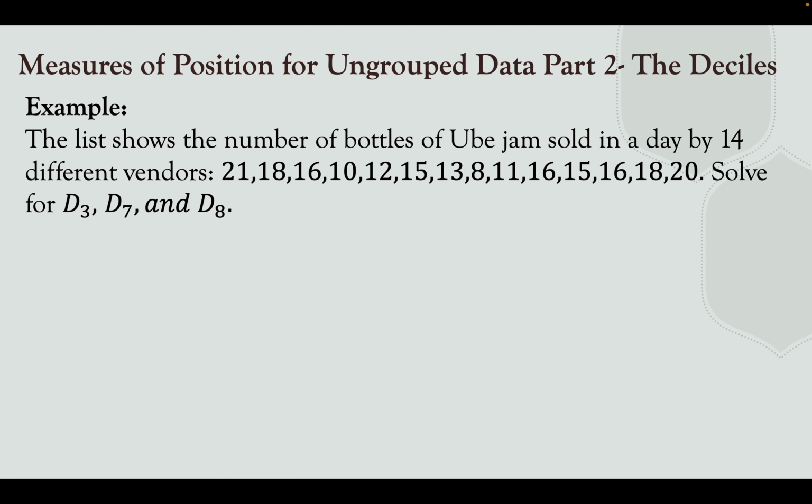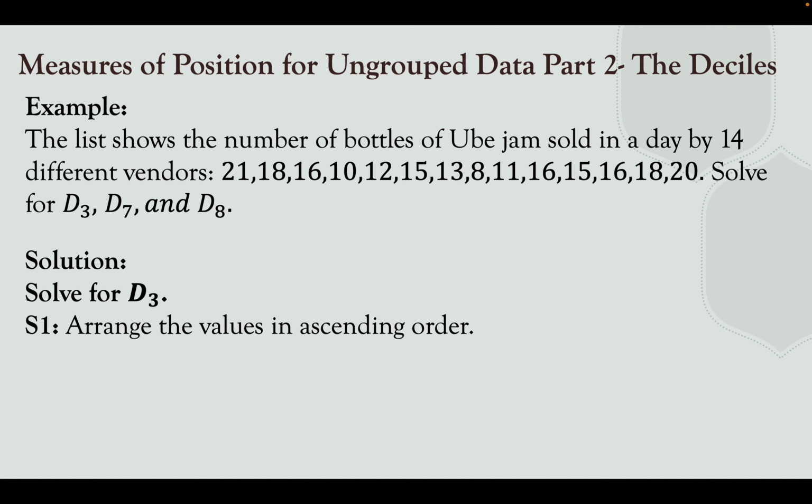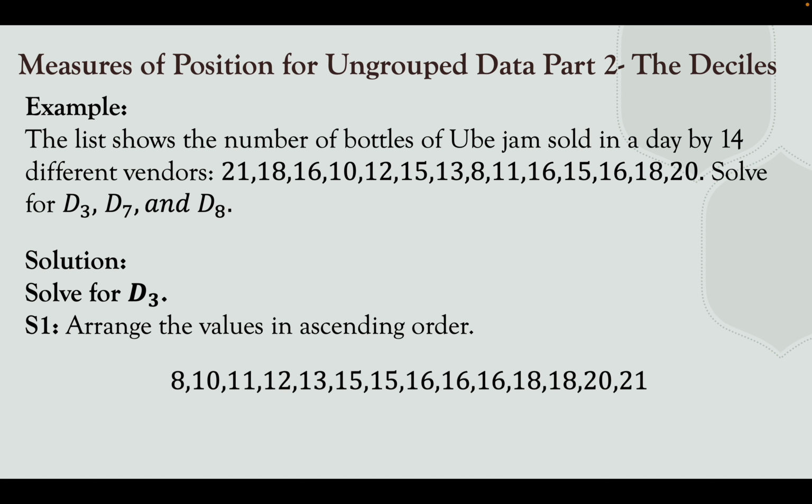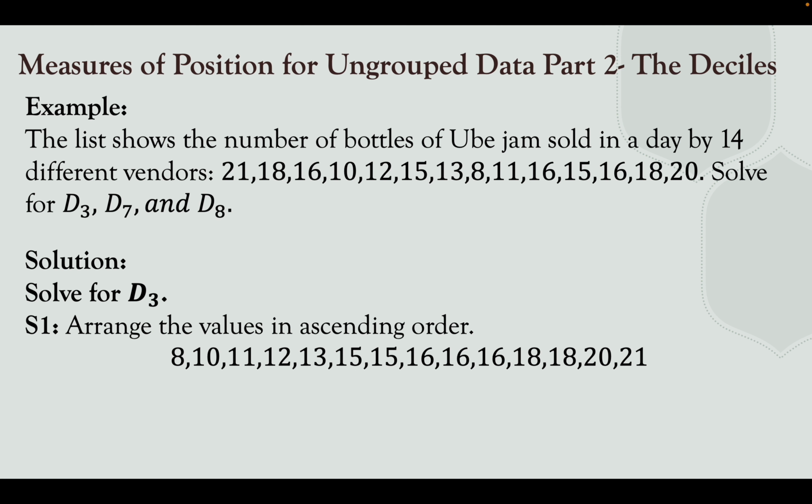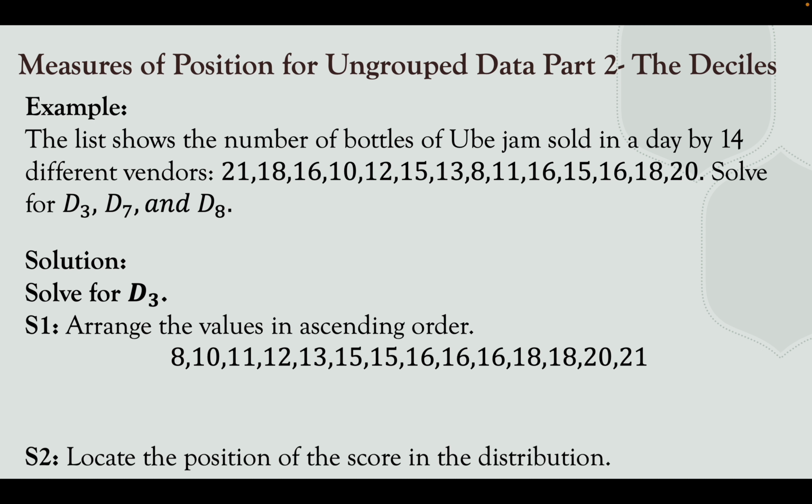So let's have an example. The list shows the number of bottles of ube jam sold in a day by 14 different vendors. We have 21, 18, 16, 10, 12, 15, 13, 8, 11, 16, 15, 16, 18, 20. Solve for the third decile, 7th decile, and the 8th decile. So let's solve for the third decile. First, we need to arrange the data set in ascending order. So we have 8, 10, 11, 12, 13, 15, 15, 16, 16, 16, 18, 18, 20, 21.